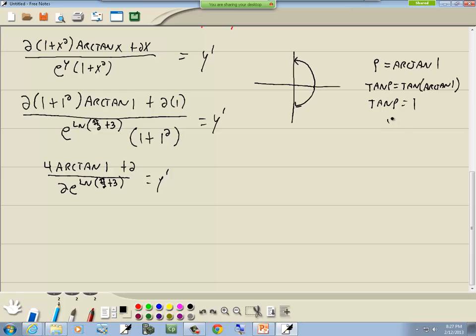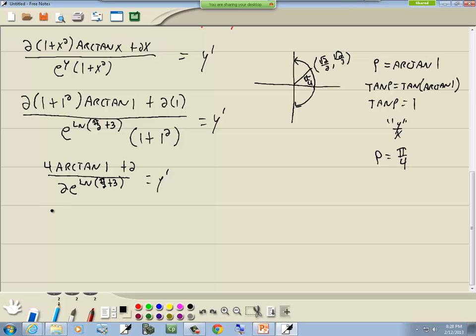Well, remember, tangent is y over x. So if I go around my unit circle, here at pi over 4, we have square root of 2 over 2 and square root of 2 over 2. And that's in my range from negative pi over 2 to pi over 2. Well, y over x, if I put square root of 2 over 2 over square root of 2 over 2, that gives me 1. Which must mean that p is going to equal pi over 4.